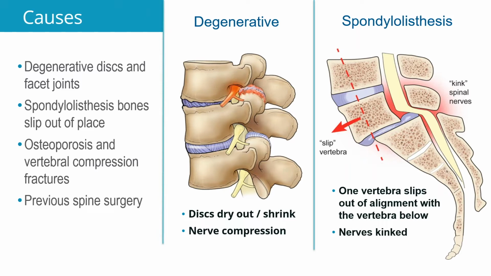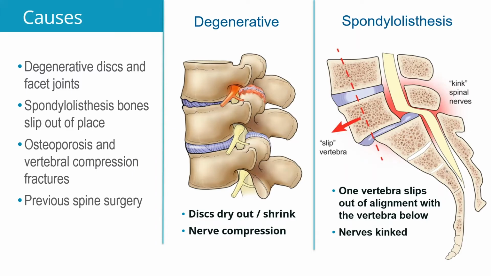And then lastly, previous spine surgery. We didn't always fully understand the consequences of spine surgery 20, 30 years ago. And so there's a lot of people out there that had spinal fusions that were not in the right alignment. And this can lead to this deformity that we talk about.